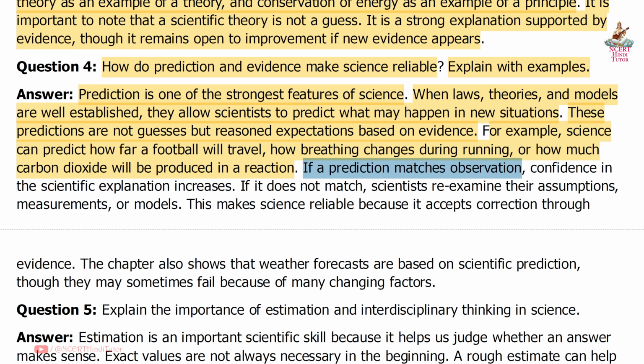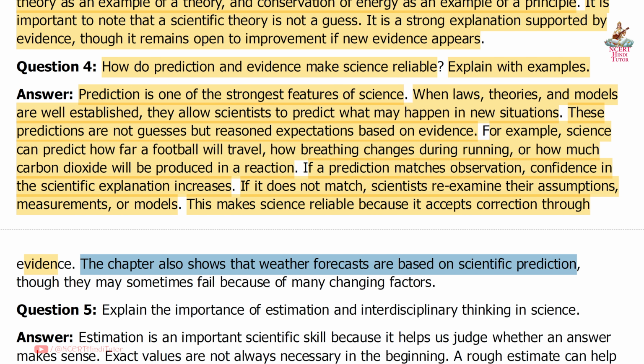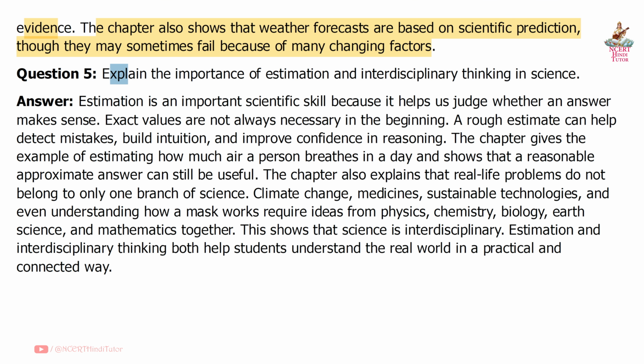If a prediction matches observation, confidence in the scientific explanation increases. If it does not match, scientists re-examine their assumptions, measurements, or models. This makes science reliable because it accepts correction through evidence. The chapter also shows that weather forecasts are based on specific prediction, though they may sometimes fail because of many changing factors. Question 5. Explain the importance of estimation and interdisciplinary thinking in science.